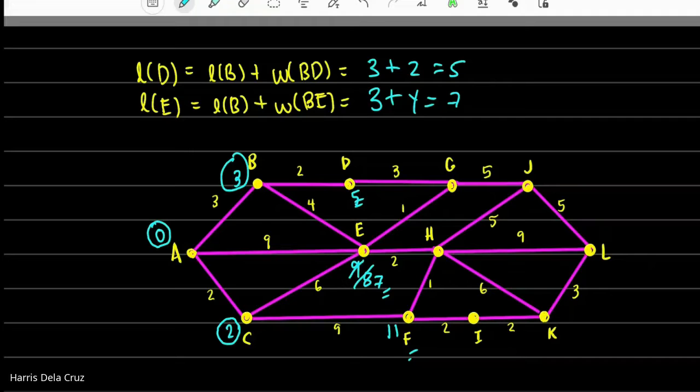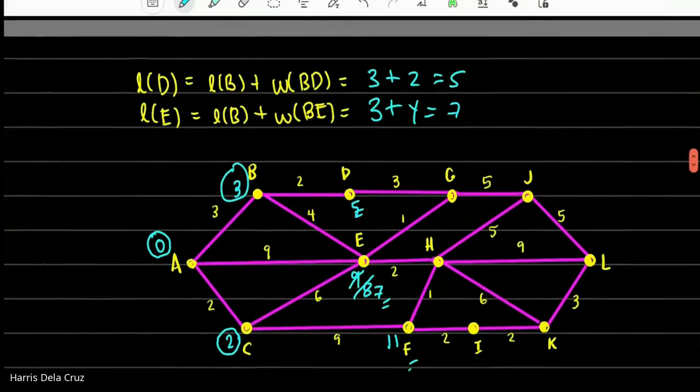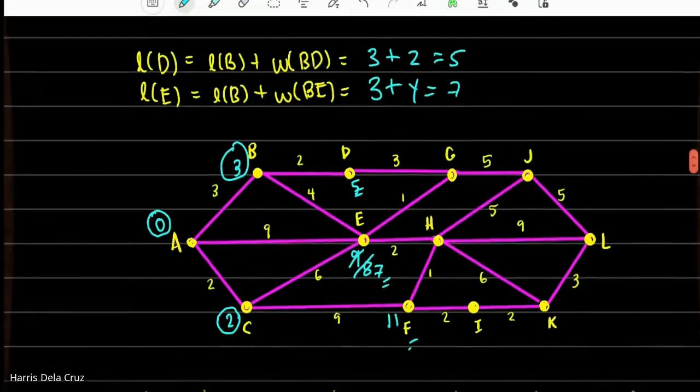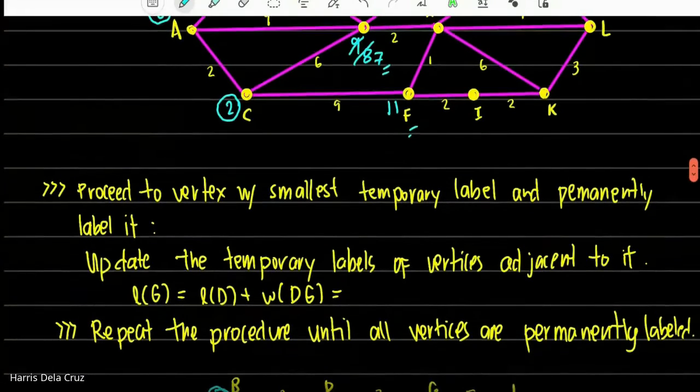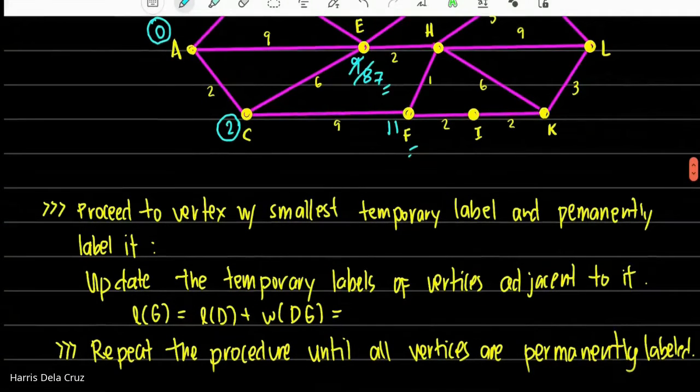Kung yung nakukuha mong temporary label ay mas mataas kesa dun sa existing temporary label niya, hindi mo papalitan. Siyempre, ang kukunin mo lagi yung smallest. So, ang idea is smallest path. So, ang rule, get the smallest. Okay? So, now what you do now is to proceed with the smallest temporary label and permanently label it.